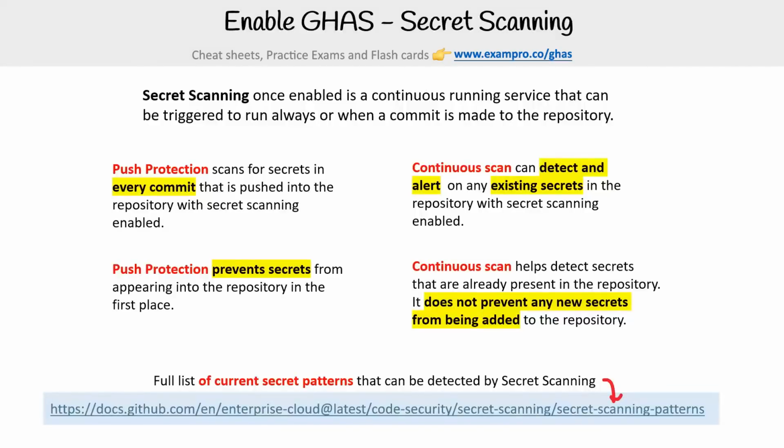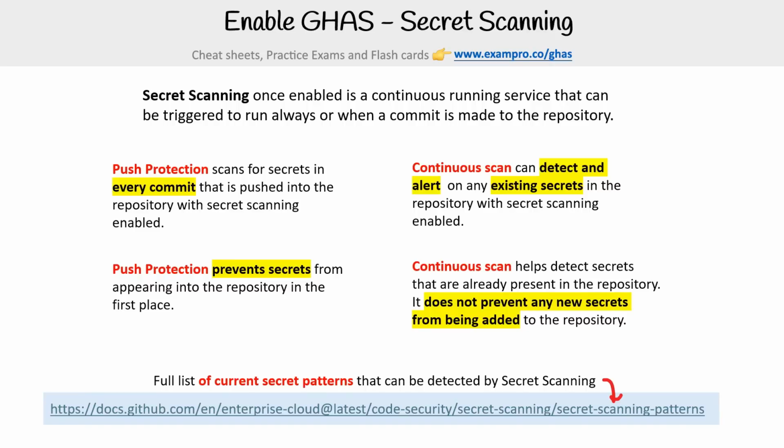Once enabled, GHAS secret scanning runs continuously and can be triggered to run always or when a commit is made to the repository. You can run it as push protection or a continuous scan. In terms of push protection, a secret is scanned for every commit, and it prevents secrets from appearing in the repository in the first place. So it's more of a prevention-based approach.